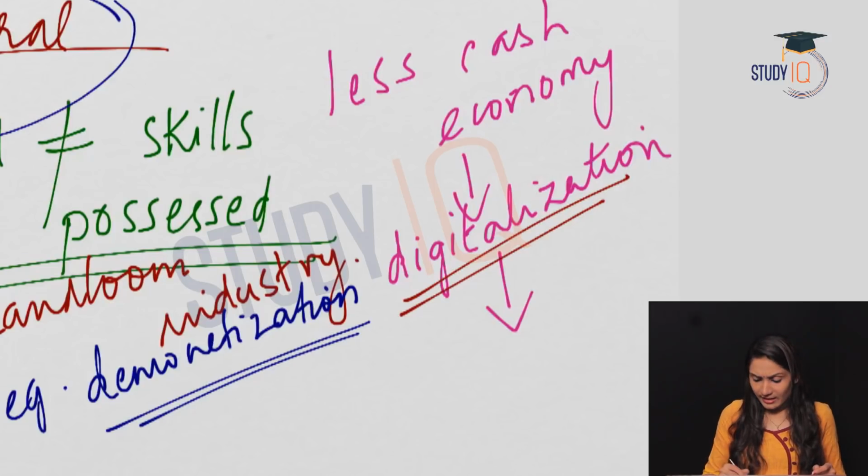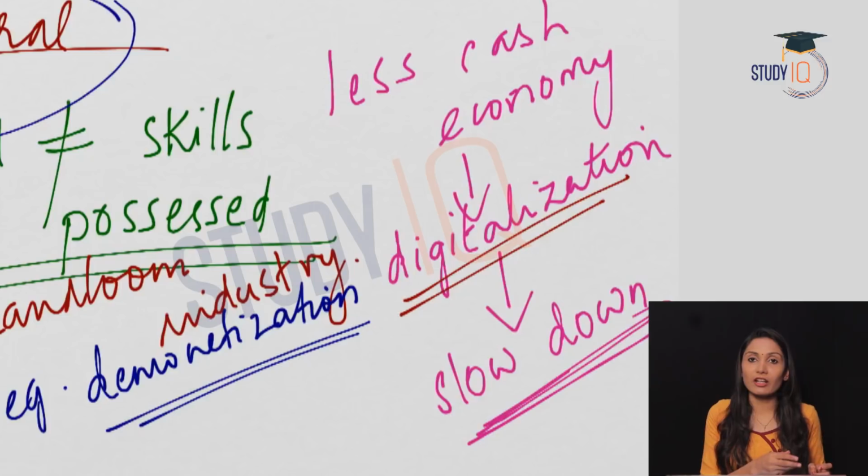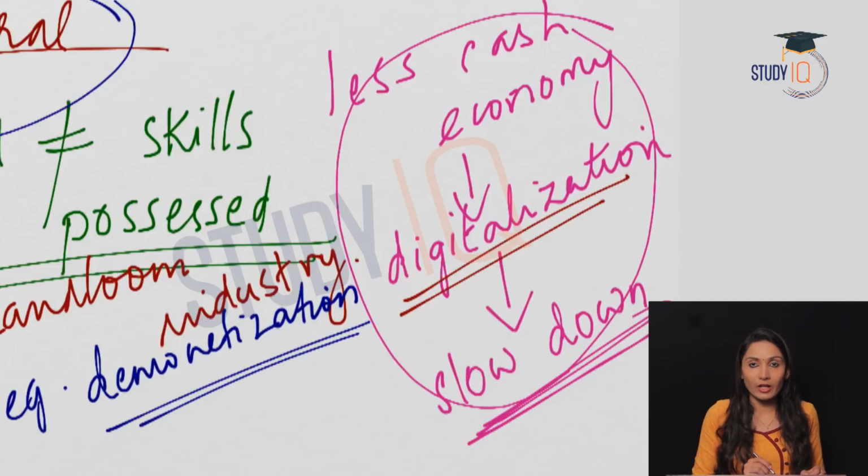This led to a slowdown in growth. This can also be said to be a type of structural unemployment. Even when the concept of a less cash economy comes into existence, many people will lose their jobs because most of the transactions are now digitalized. So this can be understood as an example of structural unemployment in the economy.